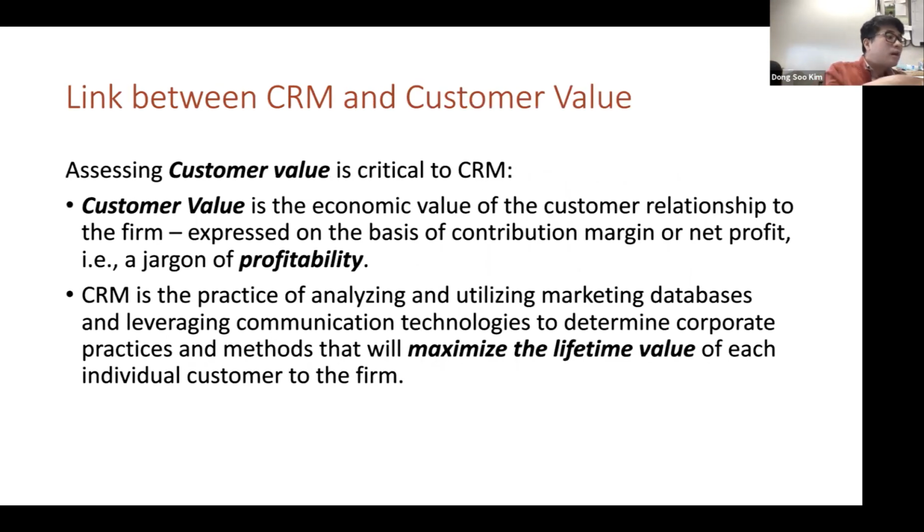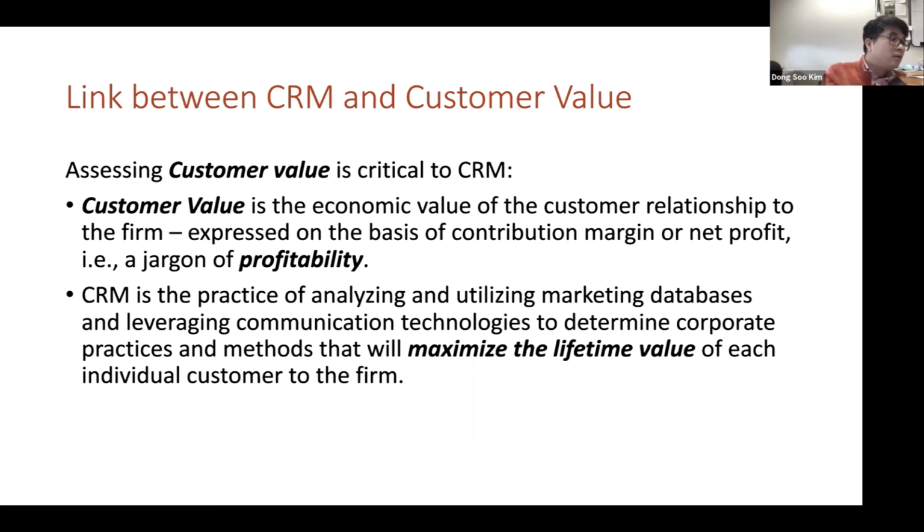In other words, the key to CRM is to assess customer value. Customer value is the economic value of the customer relationship to the firm, which is expressed on the basis of contribution margin or net profit from the customer. That is, customer value is a jargon of profitability. With this term, customer value, CRM can be defined in another way like this. CRM is the practice of analyzing and utilizing marketing databases and leveraging communication technologies to determine corporate practices and methods that will maximize the lifetime value of each individual customer to the firm.